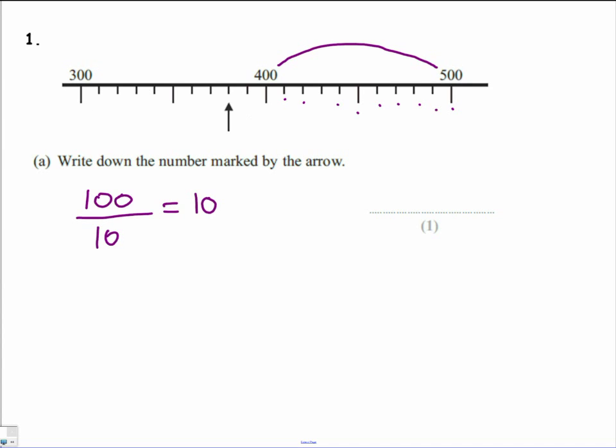So now to work out where the arrow is pointing, we know that's 300 here. So 310, 20, 30, 40, 50, 60, 70, 80. So 380 is worth 1 mark on the answer line.